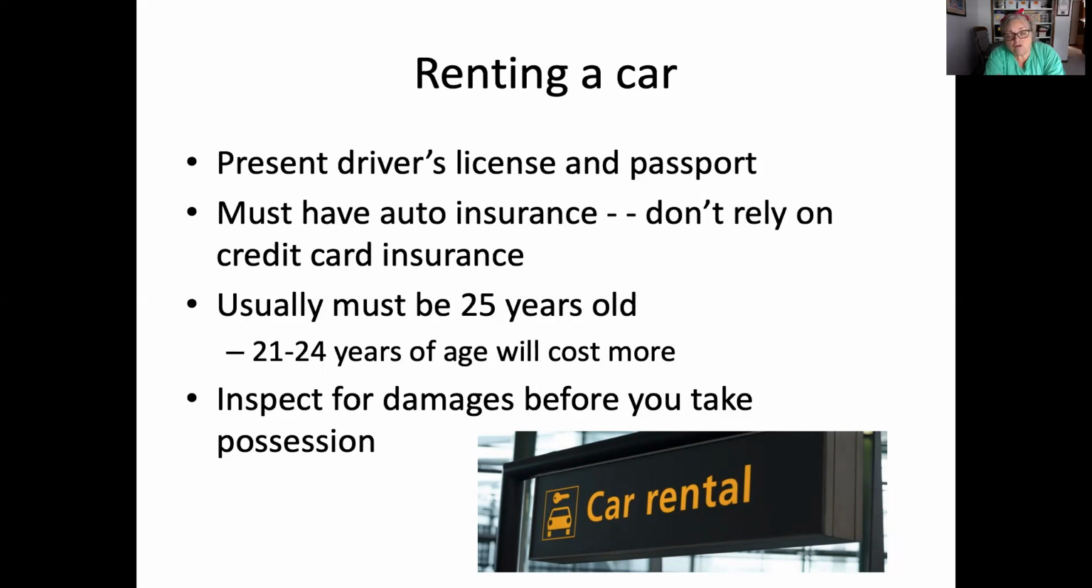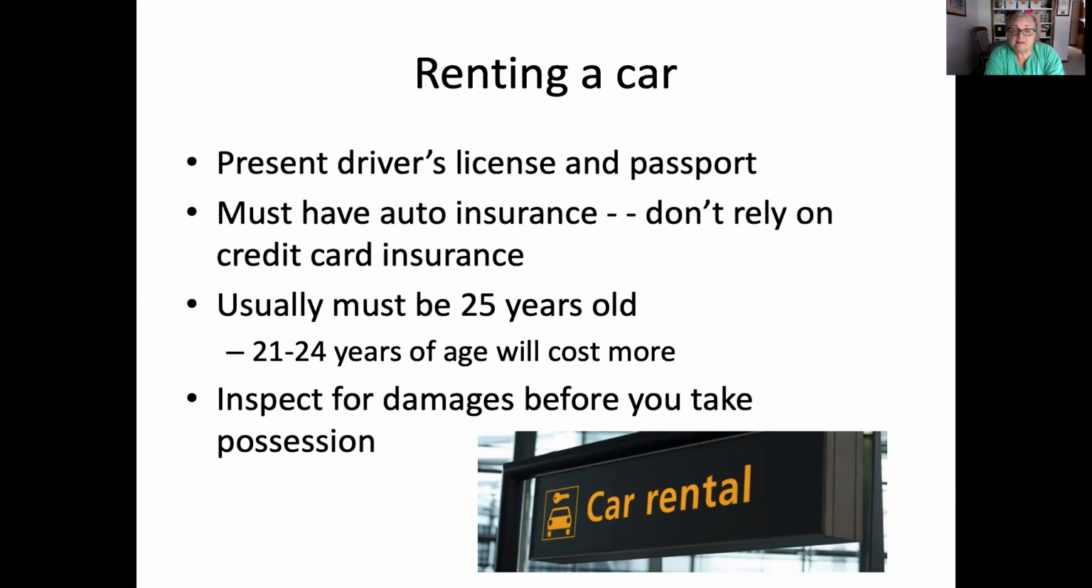If you don't own a car, you can contact various auto insurance companies and ask them for a short-term policy that would protect you while you are driving a rented car. You usually must be 25 years old to rent a car. If you're 21 to 24, sometimes you can rent a car, but it's going to be a lot more expensive.